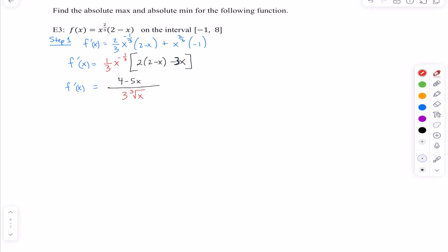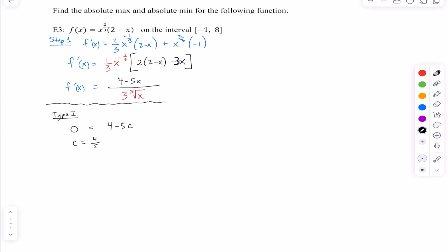All right, we're ready to find type 1 critical numbers. Type 1 critical number says set the first derivative equal to 0, and then you're analyzing the numerator. And so we get c is equal to 4/5.